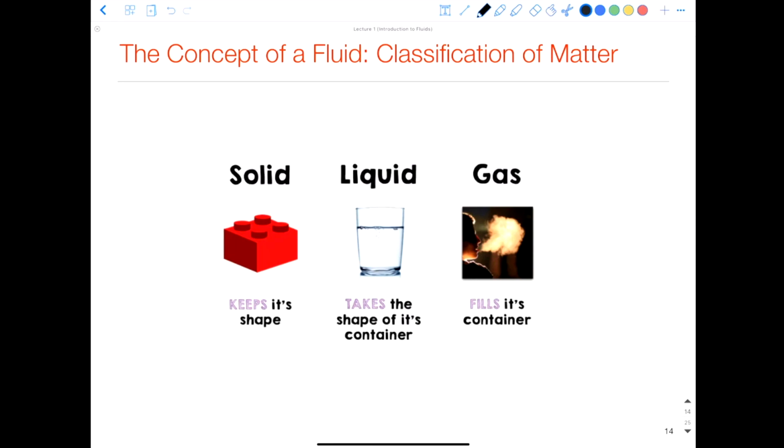Solids resist shear loads. And liquids can't resist shear loads.